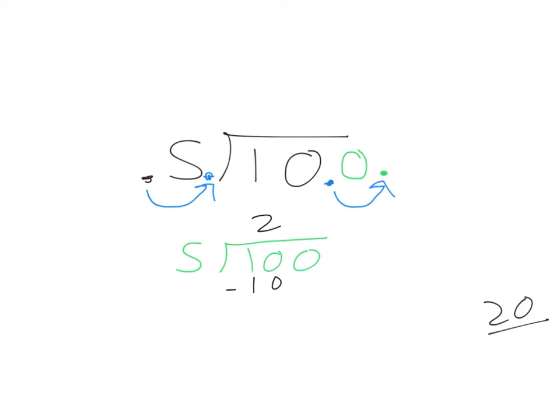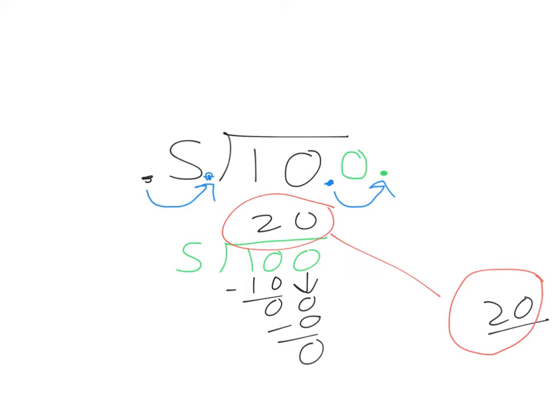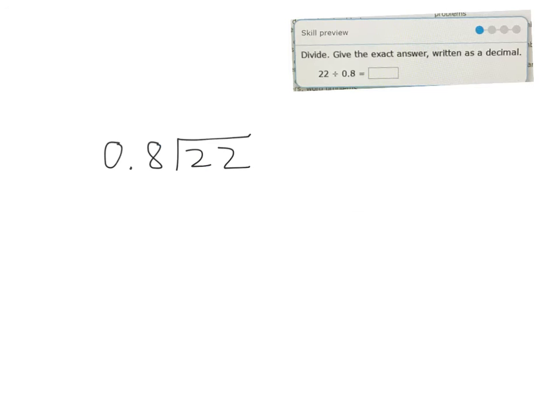times 5 is 10, minus equals 0, bring down the 0. How many times can I take 5 out of 0? 0. 5 times 0 is 0, minus equals 0. Our answer, as we suggested in our estimation ahead of time, is 20. We'll practice this rule in the next couple examples.